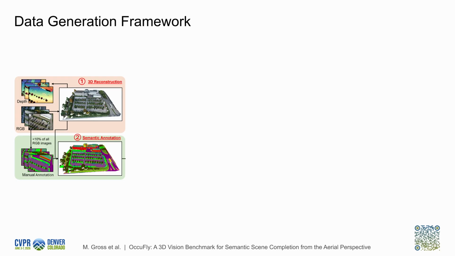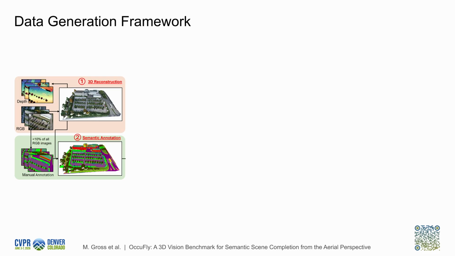In step 2, we then manually annotate only less than 10% of images in 2D and use the correspondences to lift these semantic labels into 3D. We accomplish this highly efficient label transfer by ensuring 90% image overlap during data acquisition, meaning that every point is observed by a multitude of images. This reduces costly 3D annotation to efficient 2D image labeling that substantially lowers annotation effort.